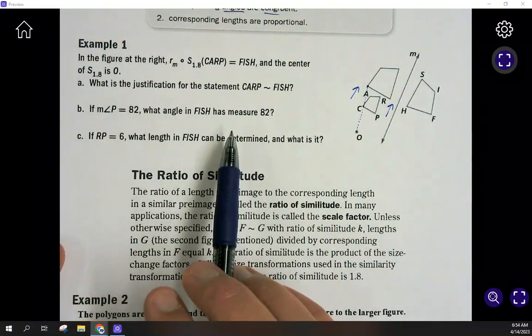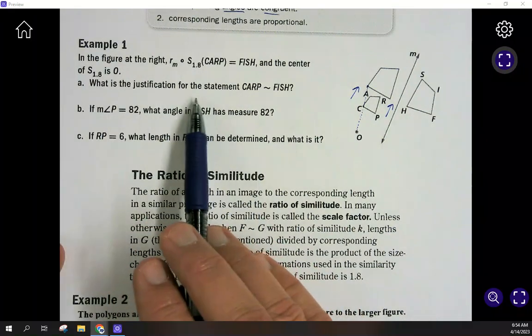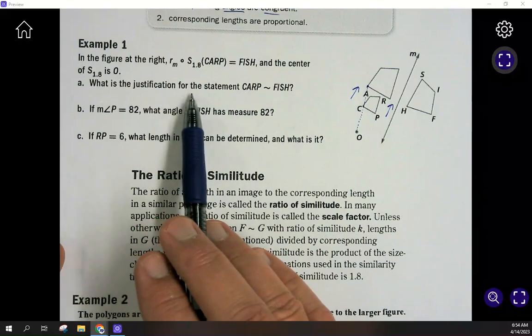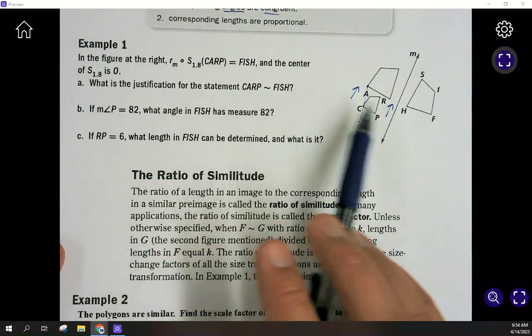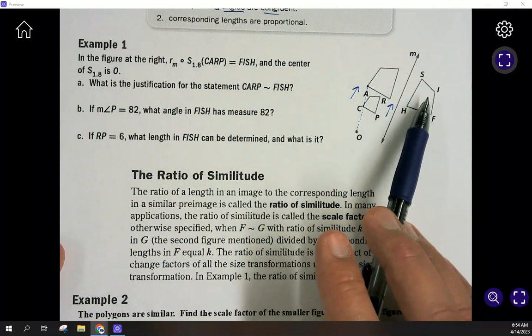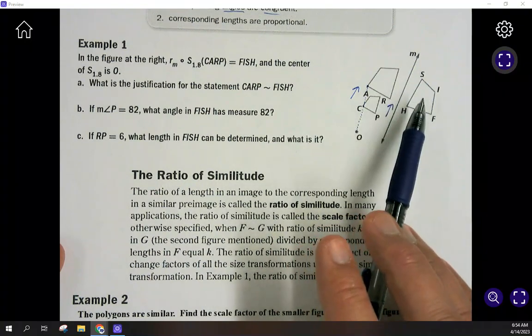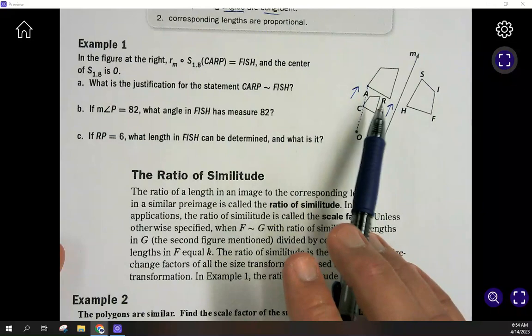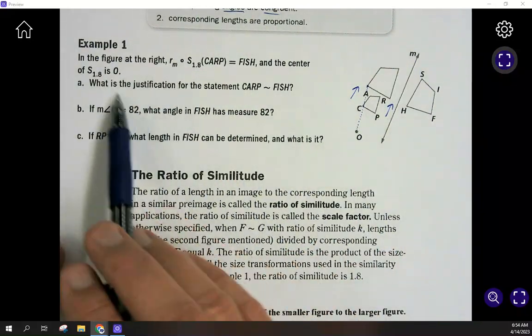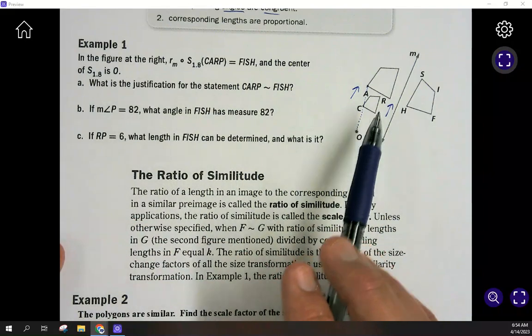We already touched on that. So letter A. What is the justification? And yes, we will eventually start having to prove these things. What is the justification for the statement that says CARP, the original shape, is similar to FISH, this one right here? Are they similar? Are they in proportion? And do all of their angles match? And we can say yes. They're already telling you it's yes, but what's the justification? How do you know that?